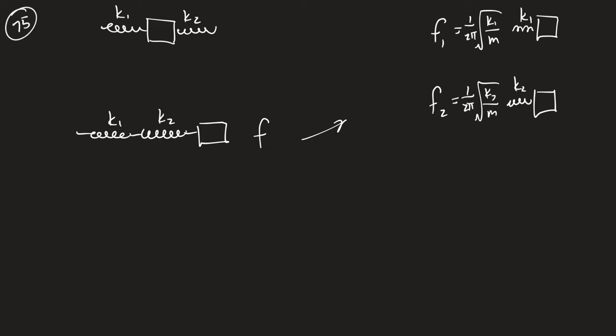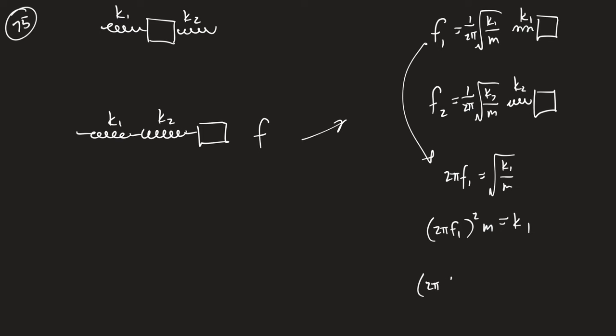So follow along with me for just a minute. 2 pi F1 equals square root of K1 over M, and therefore (2 pi F1) squared times M equals K1. You'll understand why I'm doing this in just a minute. I'm not going to go through all the steps again because this is exactly the same to get K2.